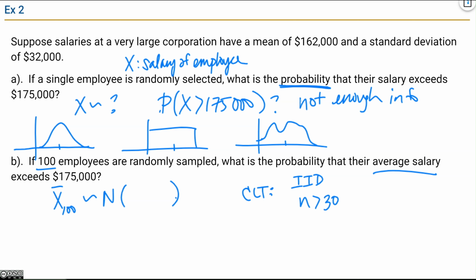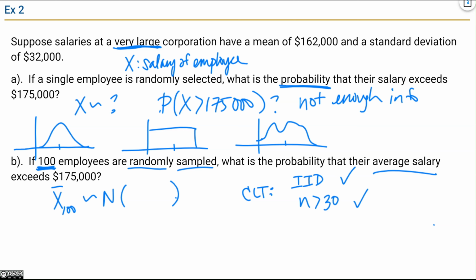N is 100, so that's great. IID: I wasn't told whether this was sampled with or without replacement. If it was sampled with replacement, then for sure I could assume IID. If it was sampled without replacement, I would need to make sure that 100 was less than 10% of the total population. And because I said very large, I think I'm safe to assume that whether or not this was with or without replacement, this will satisfy the criteria to be IID.